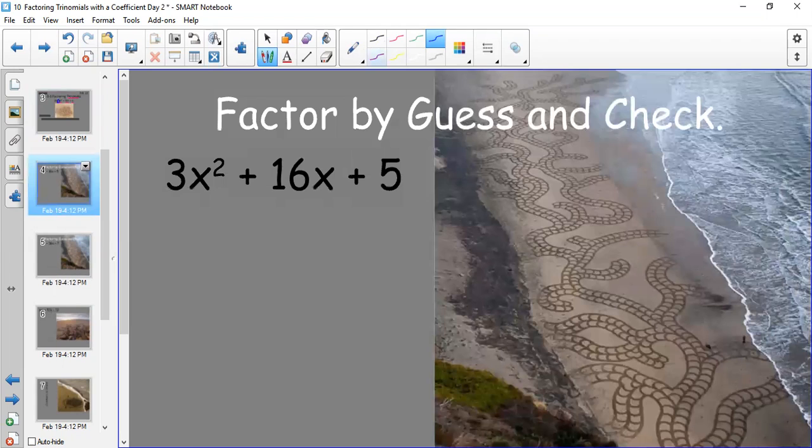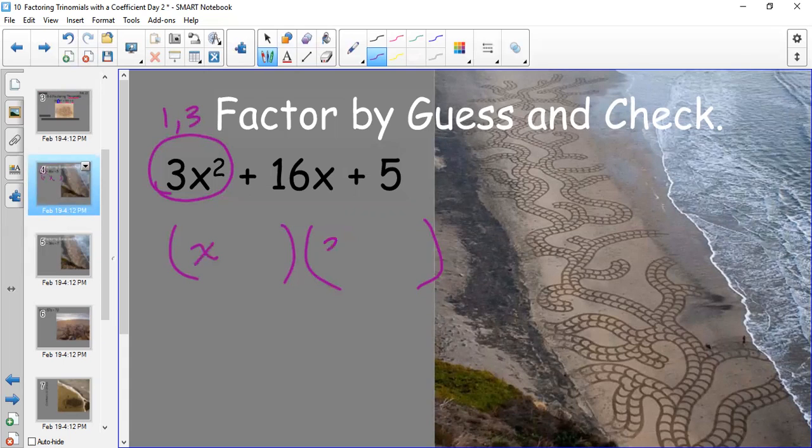All right, so notice today I took off the boxes and everything else. So it is just kind of filling in the two parentheses. We're looking for the two binomials that multiply together to get 3x squared plus 16x plus 5. If you remember from yesterday, we start with the first term and we find numbers that multiply to get 3. We only have two options, 1 and 3. So we're going to fill those into the front of the parentheses, since those are guarantees.